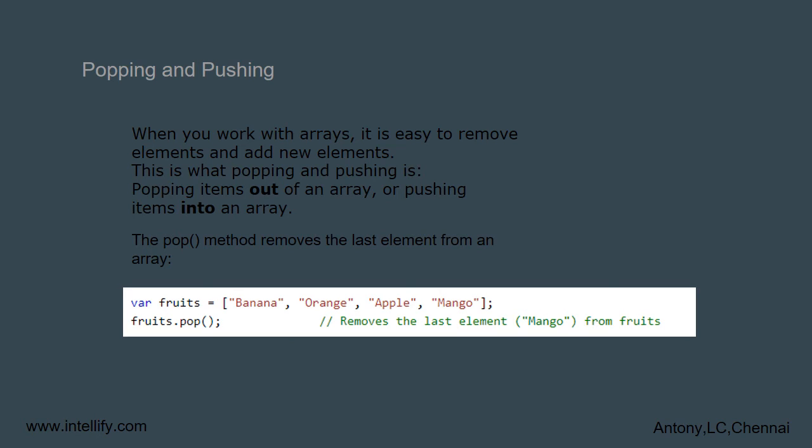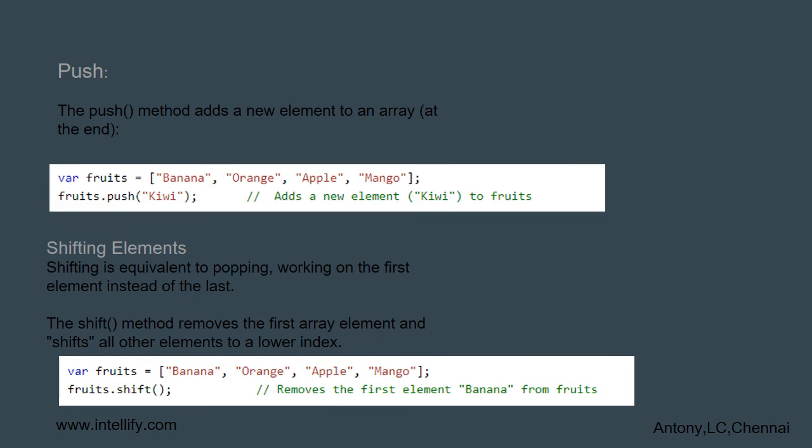If I give fruits.push with grapes inside the parentheses, it will insert grapes after banana, orange, apple and mango. So grapes is the last element inserted into fruits. As I already told, the push method adds a new element to an array at the end. See here, the variable fruits is equal to banana, orange, apple and mango. With fruits.push, we give kiwi, so kiwi is added into fruits. So this is where the push method is used.